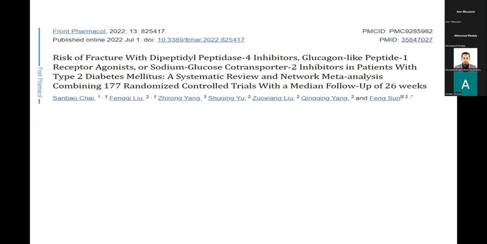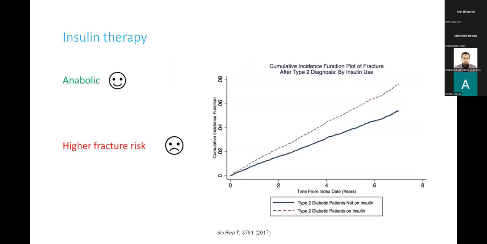And finally, this study shows that the newly used drugs like DPP4 inhibitors, GLP-1 agonists, and sodium glucose transporter inhibitors are not associated with any increased risk of fracture when used in type 2 diabetic patients.